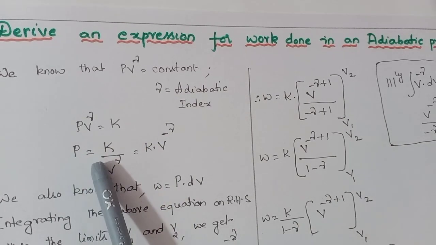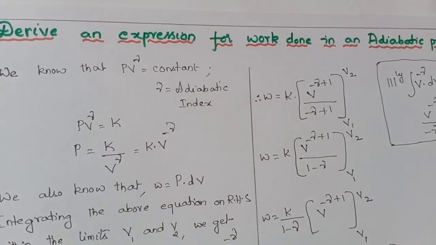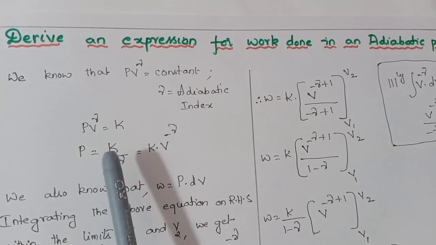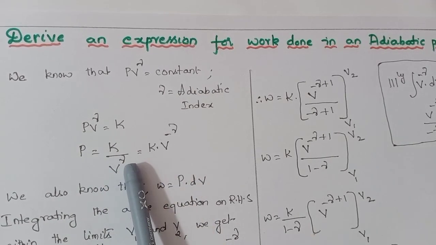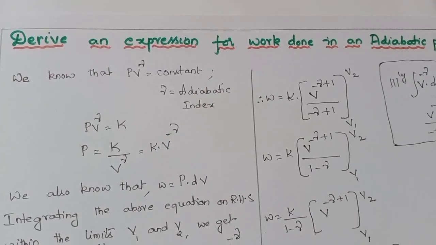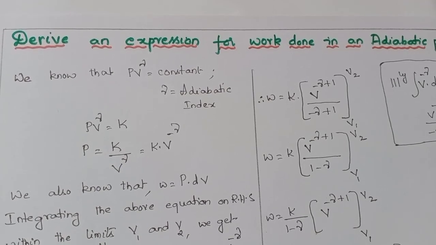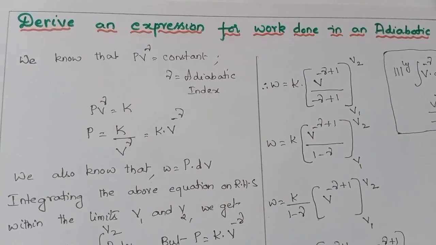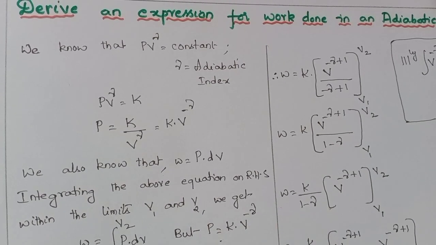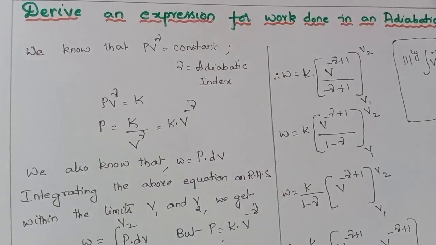Now P is equal to K upon V to the power gamma. It is now in the denominator; if you bring it to the numerator, this V^gamma becomes V^(minus gamma). Is this first step clear? Next, below, write down: we also know the basic formula for W, that is P dV, P into dV.